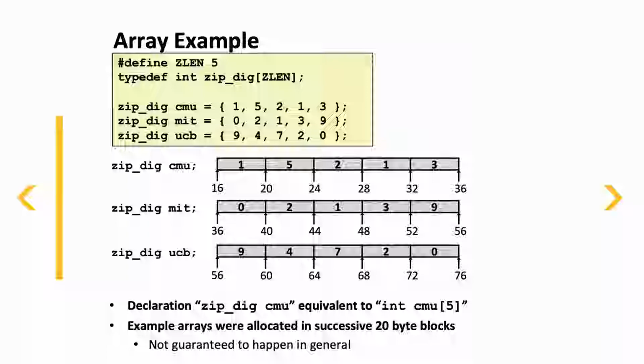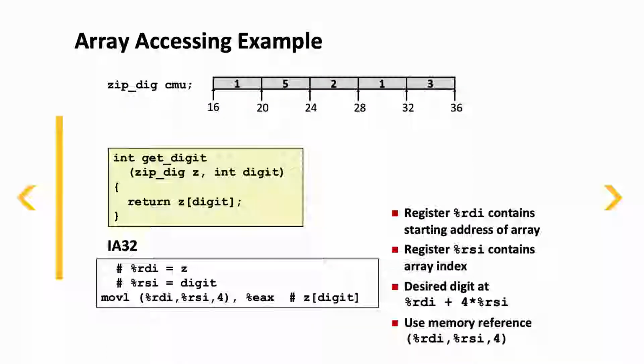Now, for the example, we've just acted as though they were allocated in successive blocks, but that's not guaranteed to happen in general. Each individual array has to be contiguous, but just because we've declared these one after the other does not mean that all 3 of them have to be contiguous. They don't have to all be together. They could be at very different memory locations as long as each individual array is allocated in a single contiguous block.